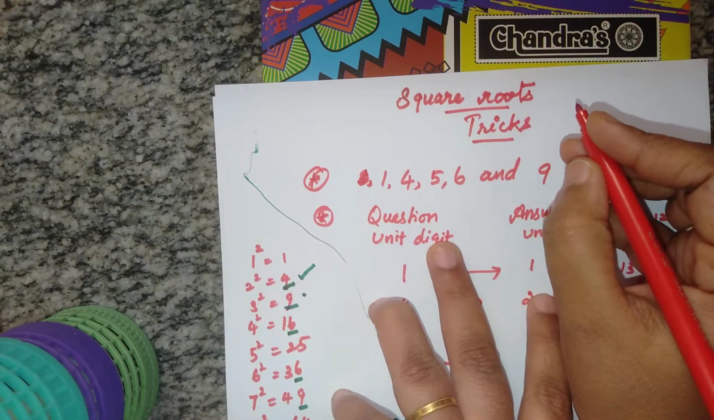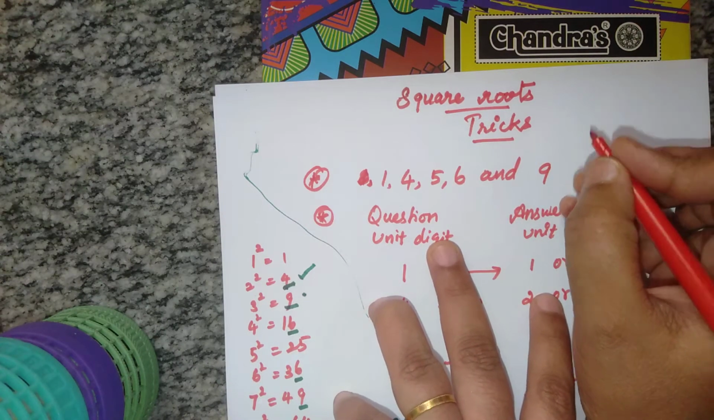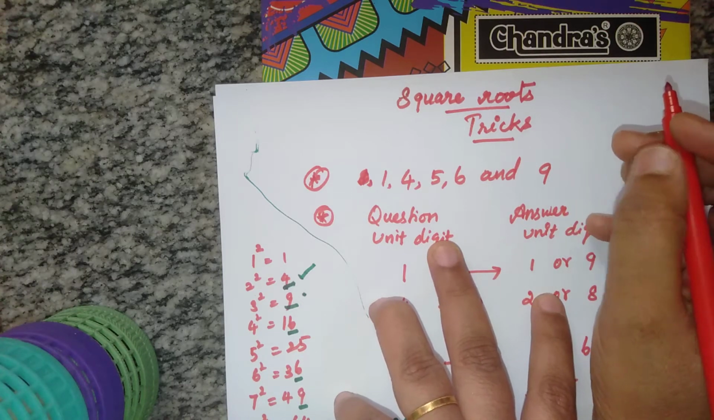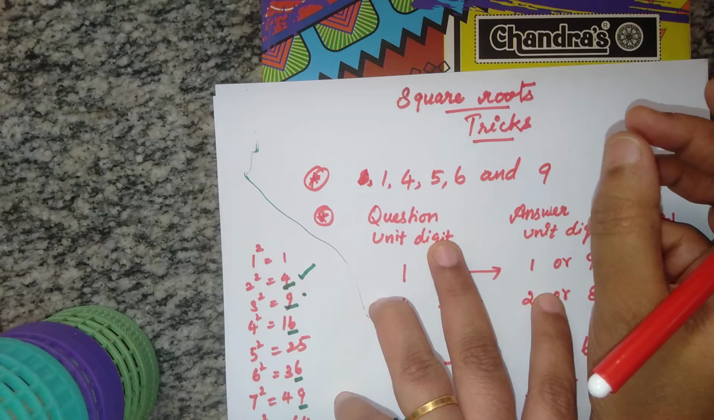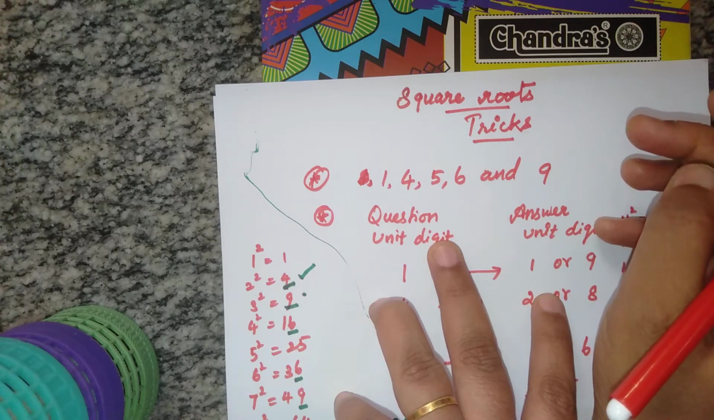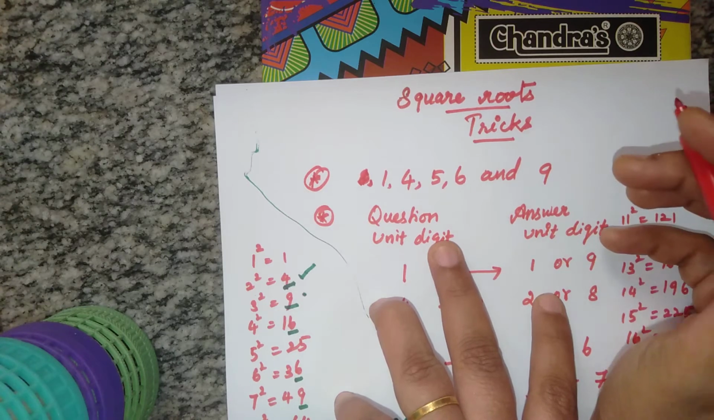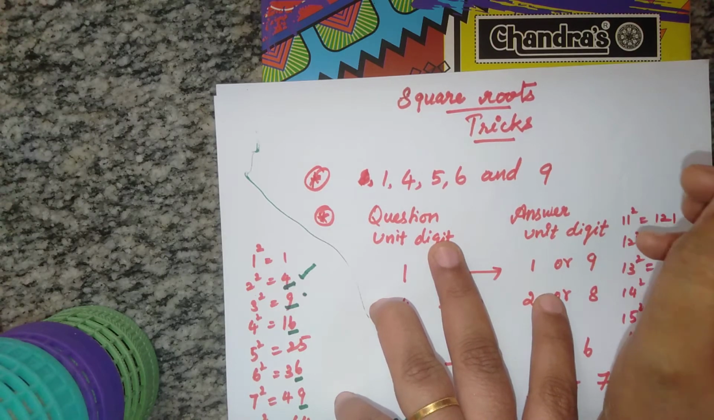Hi, I'd like to share some square root tricks here. It is very important and also very easy. If we have to find the square root of larger numbers, it has so many difficulties and wastes so much time. So if you know these tricks, you can find it out very easily.